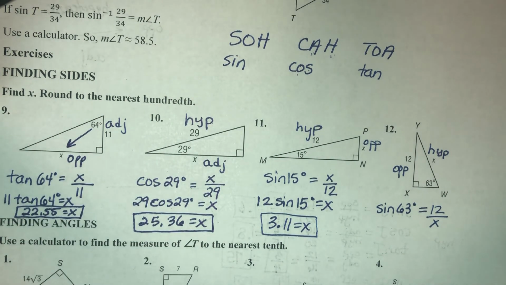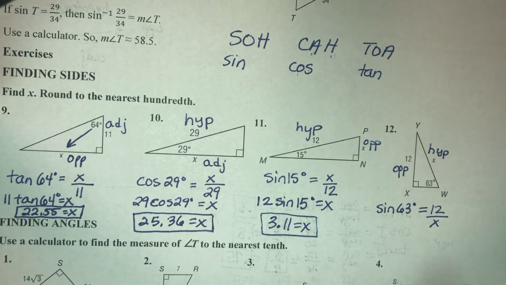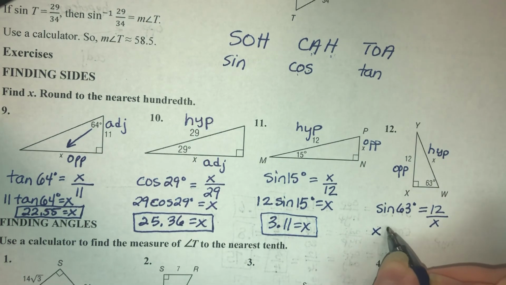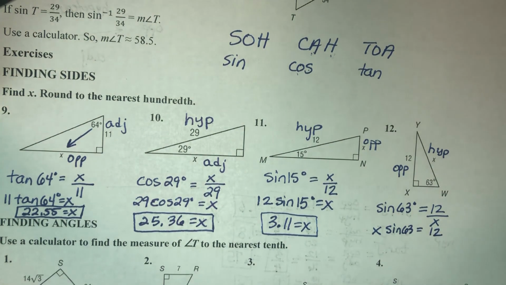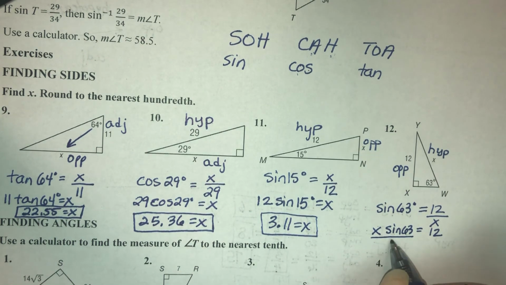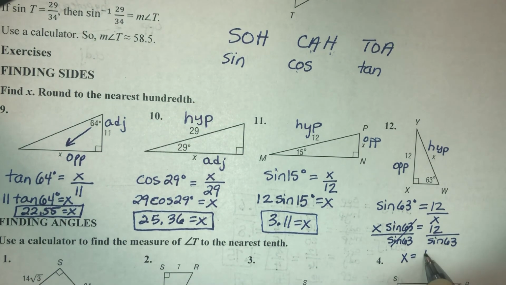Now, this one is a little bit different because in all the others, the x was on the top. Now the x is on the bottom. I'm going to start this one just the way I did on the others. I'm going to multiply both sides by x so that I get it out of the bottom of the fraction, because you can't solve for x when it's on the bottom of a fraction. And now I want to get the x by itself, so I'm going to divide both sides by the sine of 63 since it's being multiplied by the sine of 63. So those will cancel. So x is equal to 12 divided by the sine of 63.